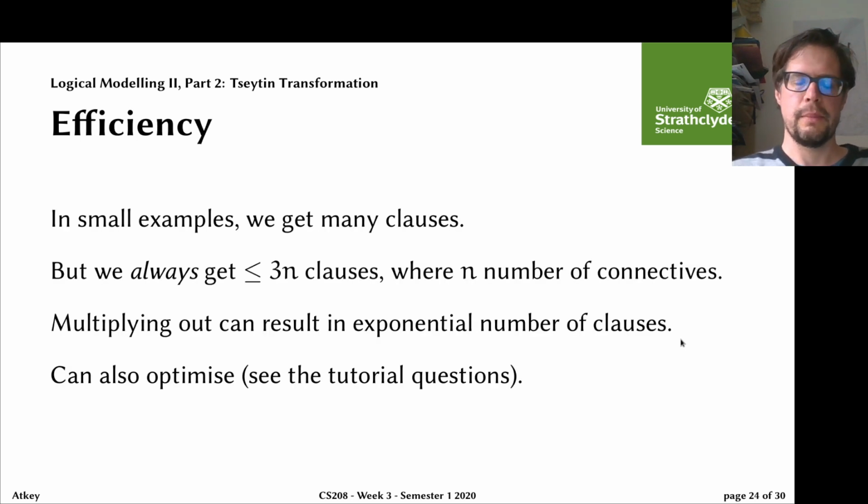So in small examples, it's not really easy to see the benefit of the Tseytin transformation. But the point is that we always get less than 3n clauses, where n is the number of connectives. And multiplying out can result in an exponential number of clauses. And it's also possible to optimize the transformation. If you look at the tutorial questions, you'll see some examples of that.